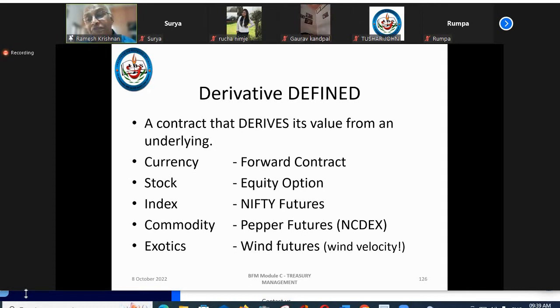On any demonstrable and measurable commodity, you can build a derivative contract. So there are contracts on which people bet about what will be the amount of rainfall, what will be the wind velocity.